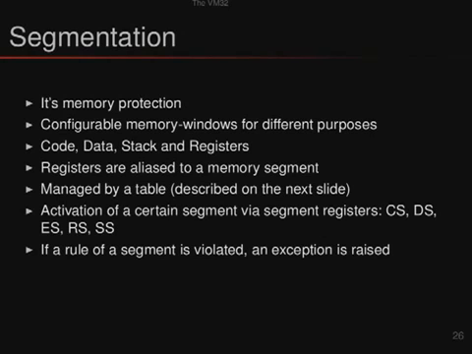And I have a segment for code, for data, for stack, and for registers, because registers are actually not really registers, but they are aliased into memory. Why that is, later. And you can activate those segments by just selecting a segment with several control registers: CS, DS, ES, RS, and SS for the code segment, the data segment, the extra segment, the register segment, and the stack segment. If you're familiar with the 8086, then you know already these registers, because they're named the same. There is just no register segment.